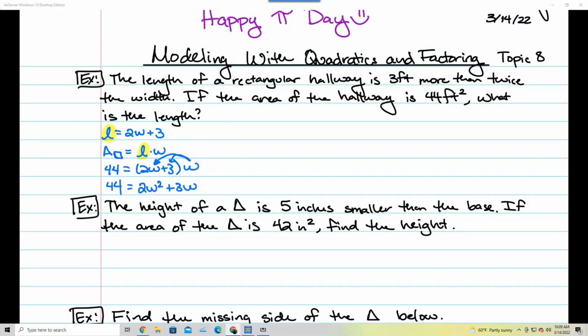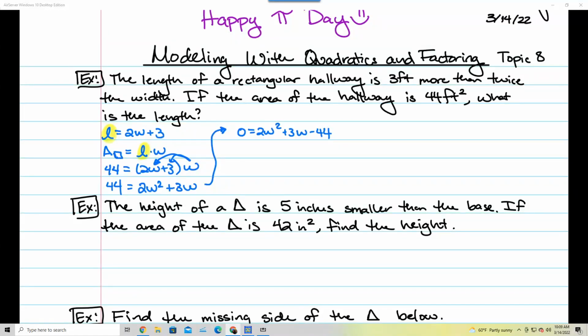Now, this looks like the stuff that we've been doing the past week, right? So far, it's the stuff that we did last semester. But now, I'm like, oh, maybe I should set that equal to 0 and hopefully factor. So that's exactly what we're going to do. We're going to set this thing equal to 0. So that means 0 is equal to 2W squared plus 3W minus 44. And at this point, we try to factor it, so that way I can try to find my zeros.